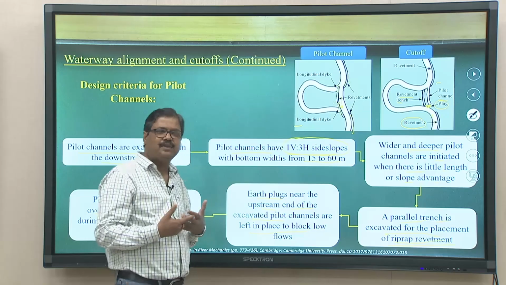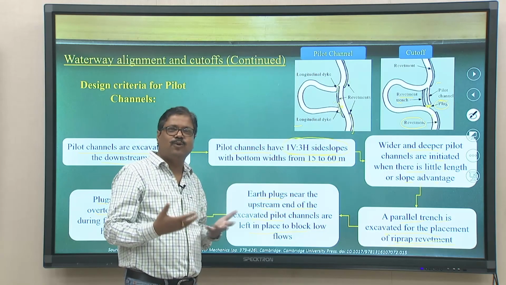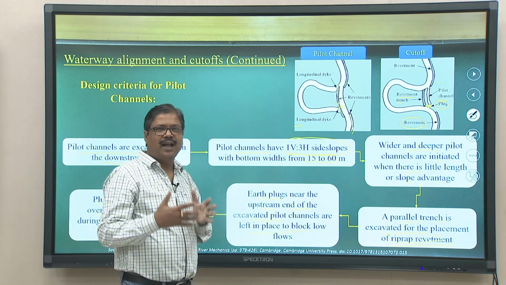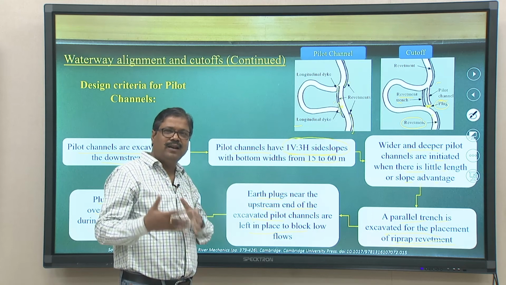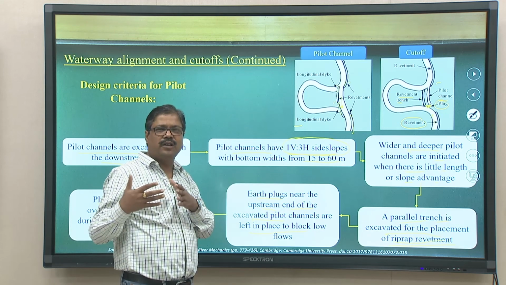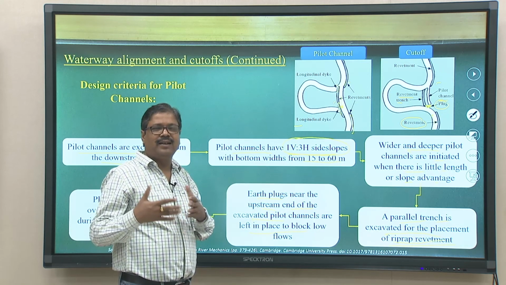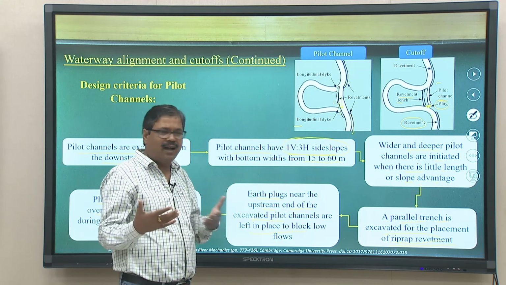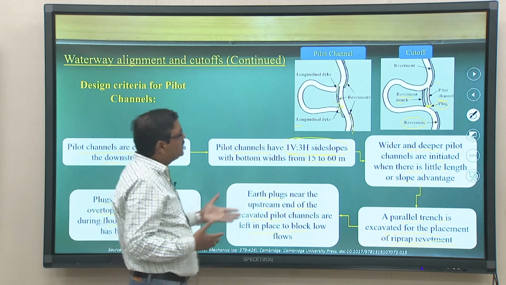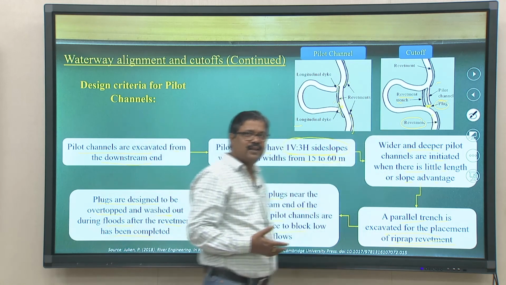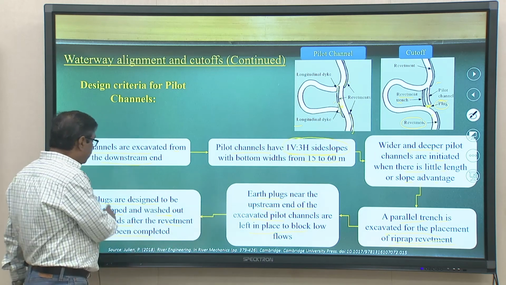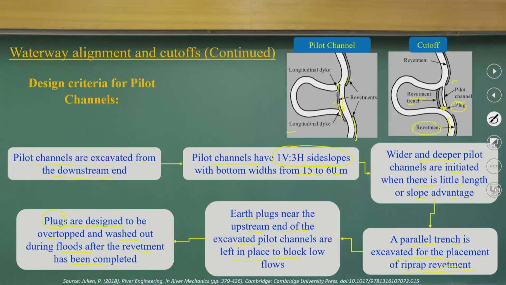That is the basic idea of this cutoff channel design. We do some part artificially, and some part of the work we intentionally leave to the river to do, so that it can make a regime channel or a stable channel. Like if you look at this, we make the pilot channels, but we do not link the pilot channels to the upstream. We leave it with a plug, so that it is designed in such a way that it will overtop and wash out.